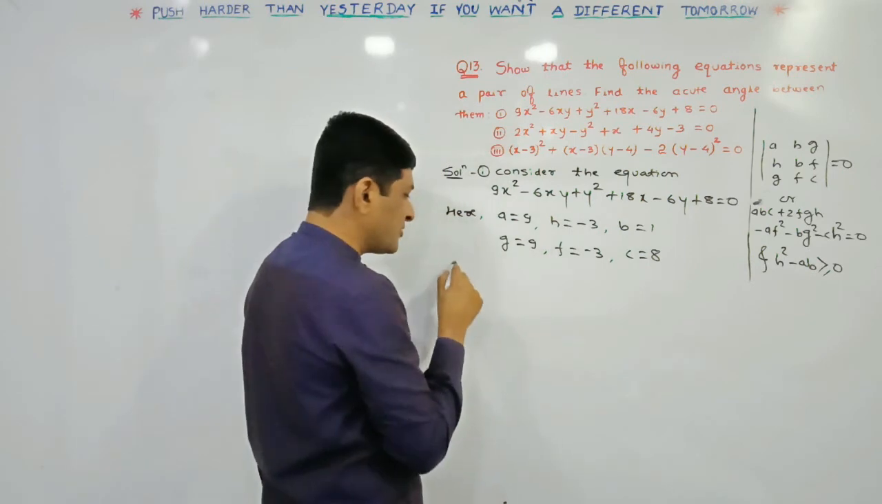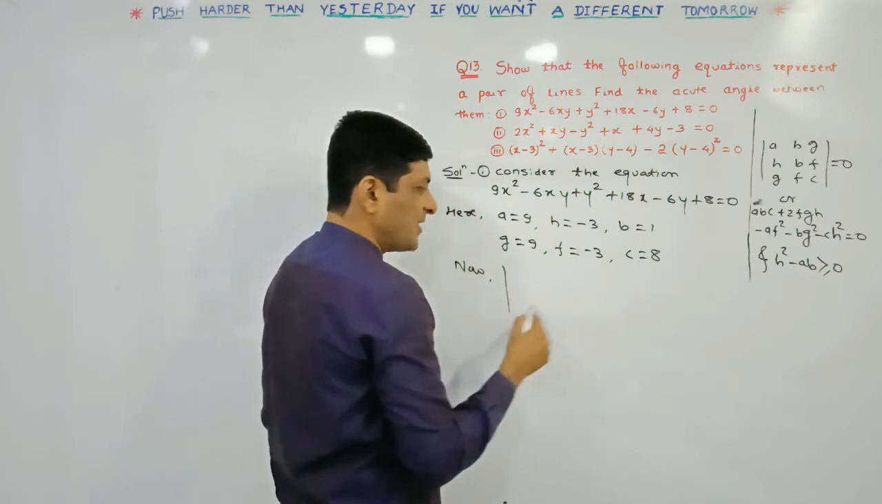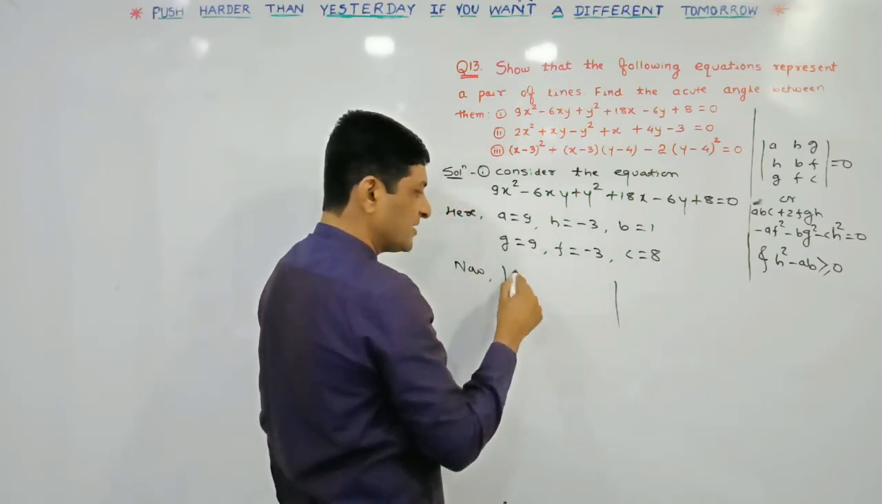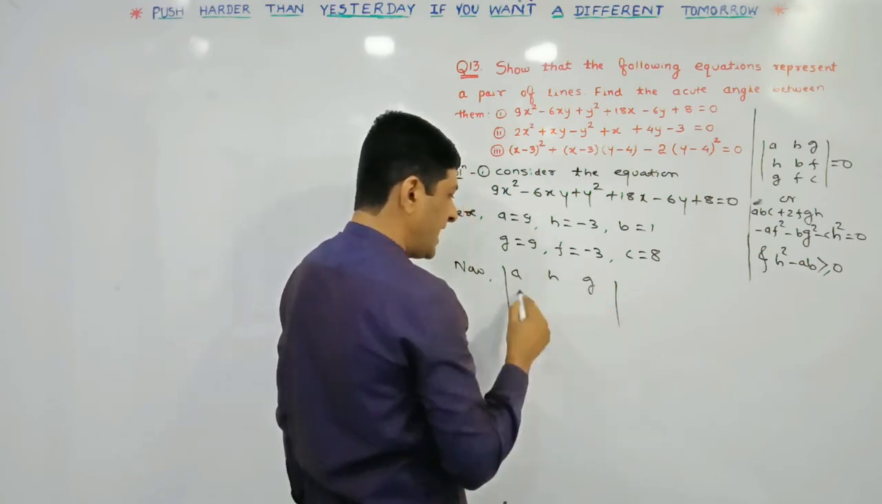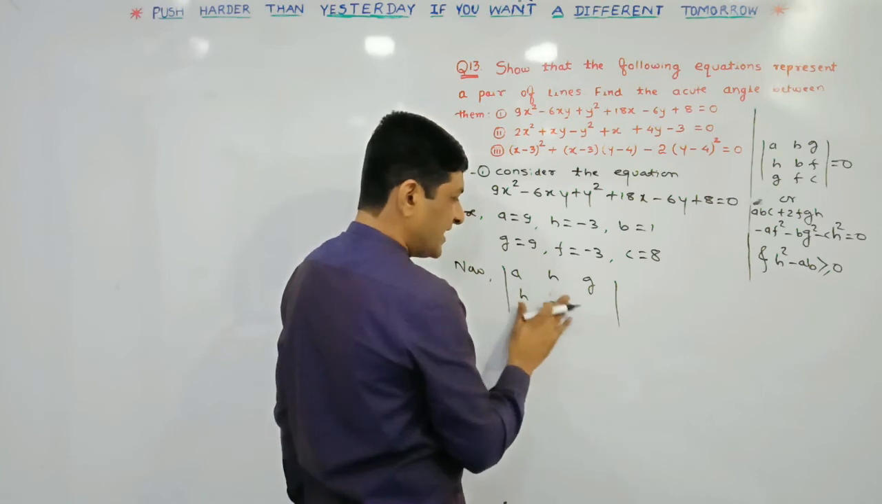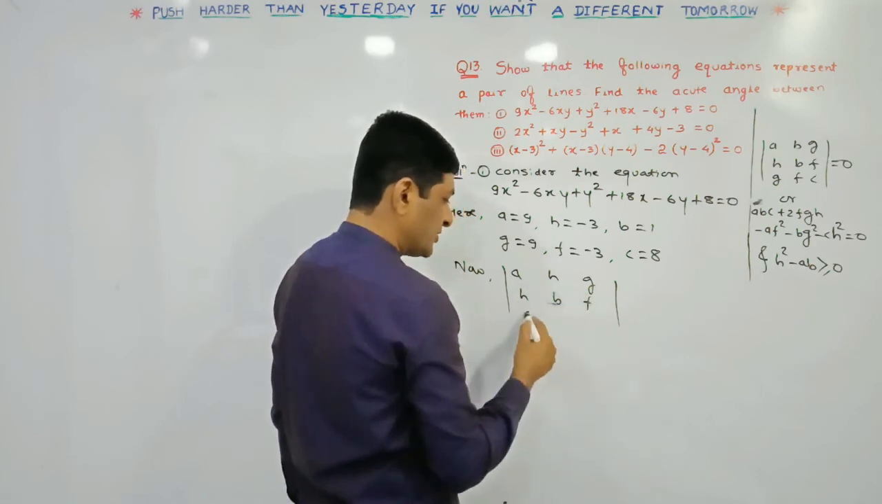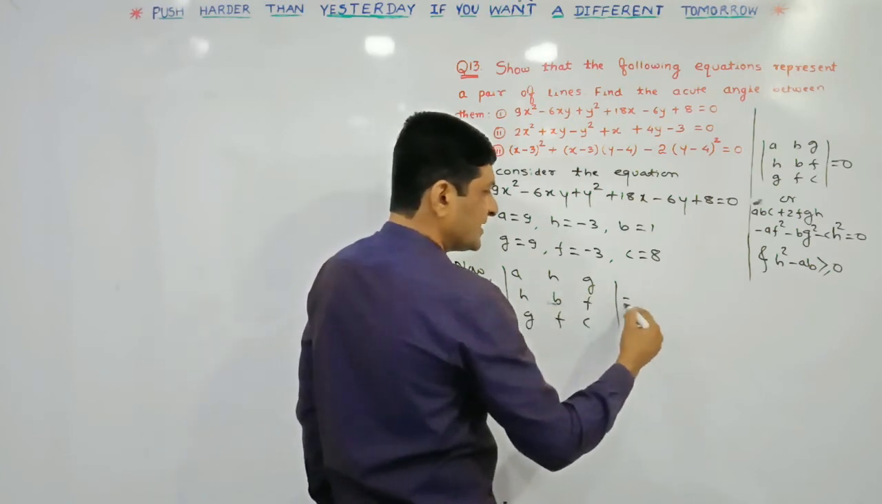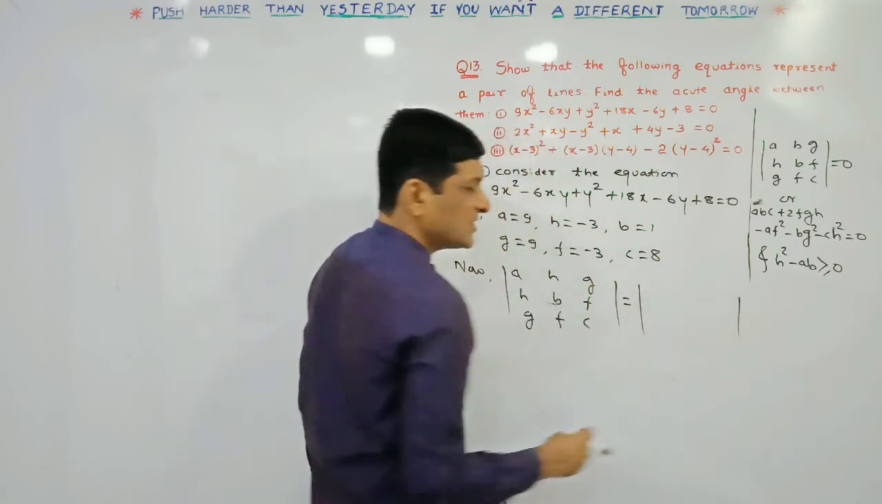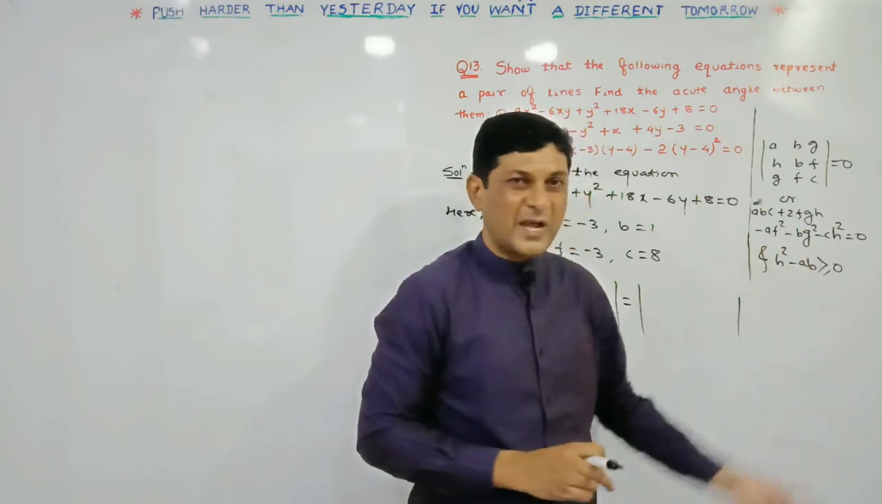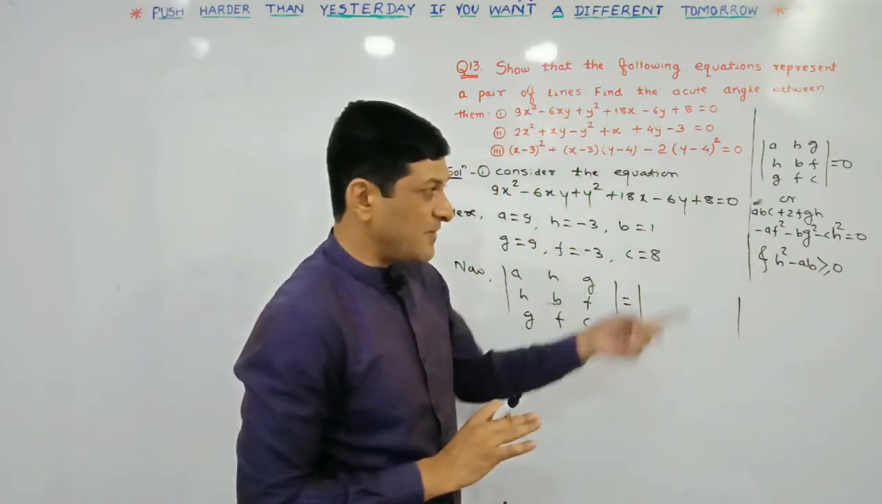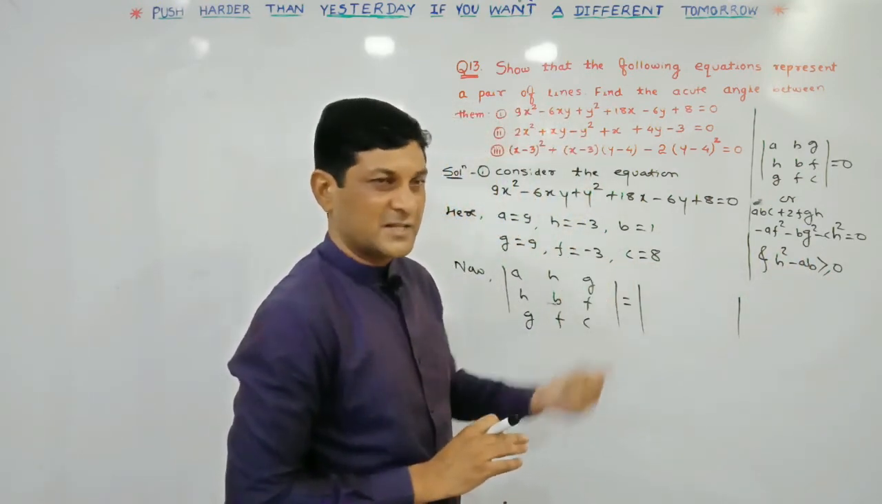Once these values are known to us, now we are finding the value of determinant. Elements of this determinant can simply be remembered as a heighted girl having beautiful face going for college. Let us try to find out value of this determinant. In case the value of determinant is equal to 0, then find out the value of h square minus ab. That value should be either equal to 0 or greater than 0.